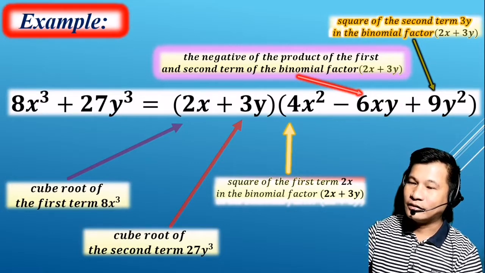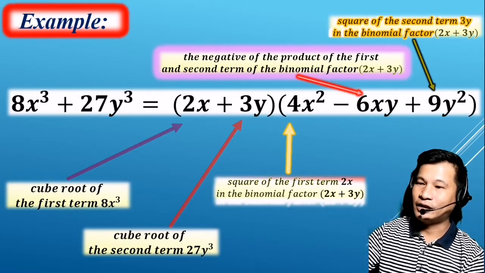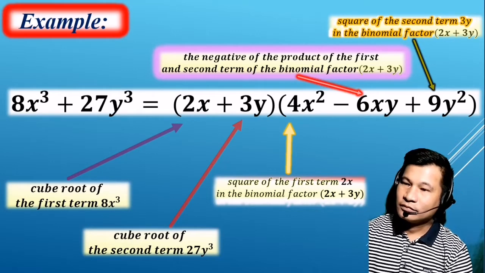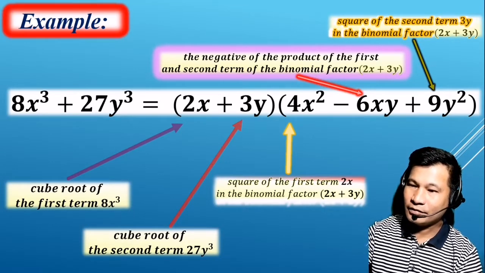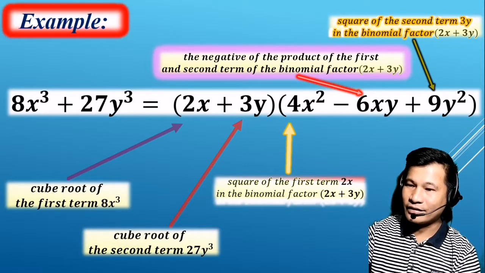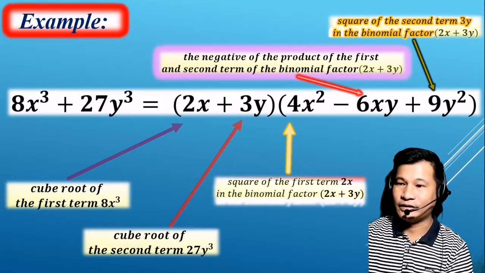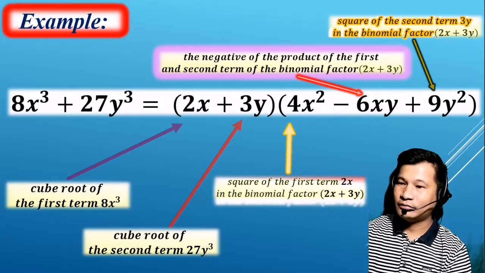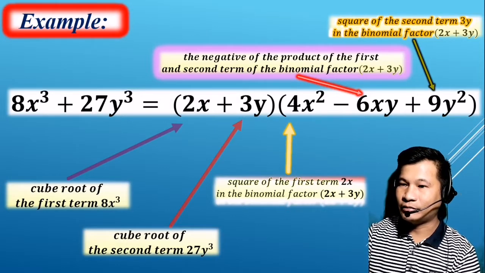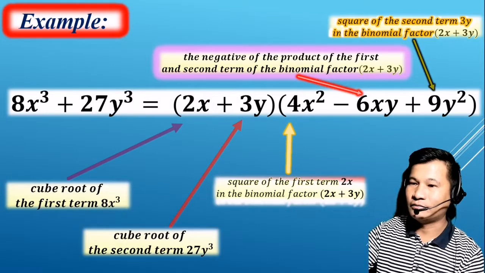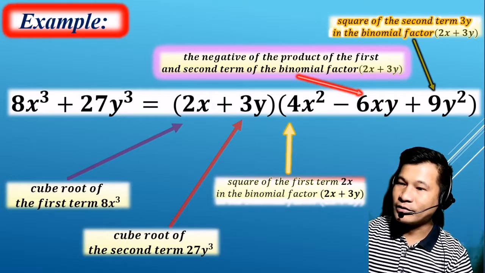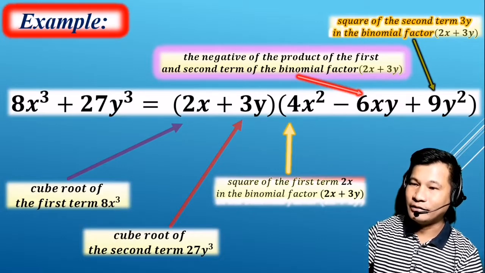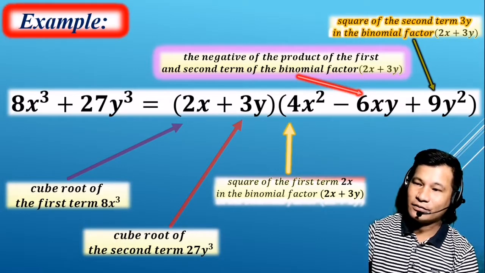Now let us proceed to the trinomial factor. The first term of the trinomial factor is simply the square of the first term 2x in the binomial factor 2x plus 3y. So that is 4x squared. And then the second term of the trinomial factor is the negative of the product of the first and second term of the binomial factor 2x plus 3y. So if we multiply 2x and 3y, the result is 6xy, and the negative of 6xy is simply negative 6xy.